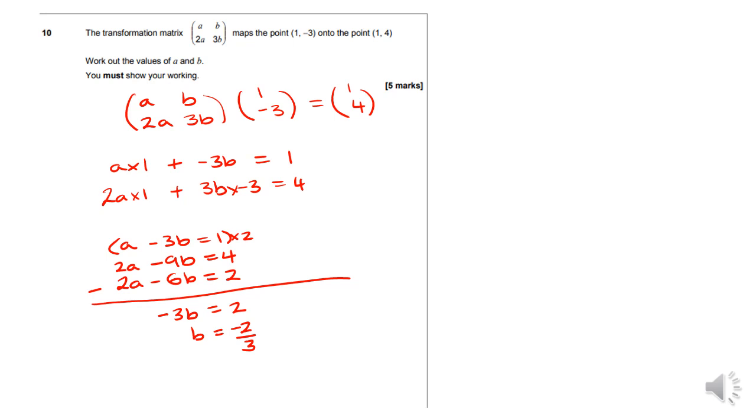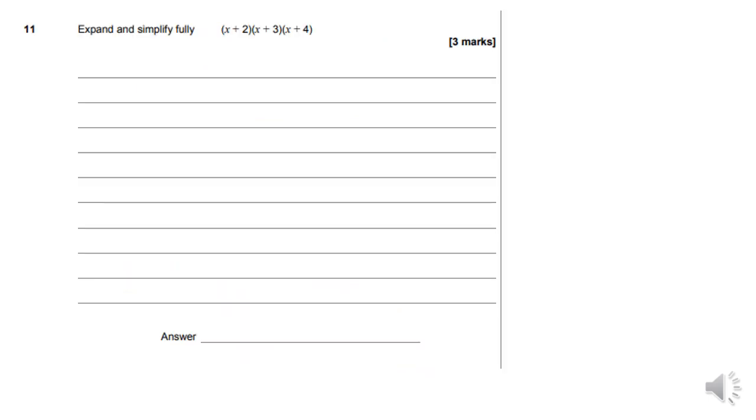So that top one then becomes quite nice, doesn't it? Because you've got a, take 3 lots of -2/3 is equal to 1. So that's a, take add 6/3, which is add 2, equals 1. So take off the 2 and you get a.